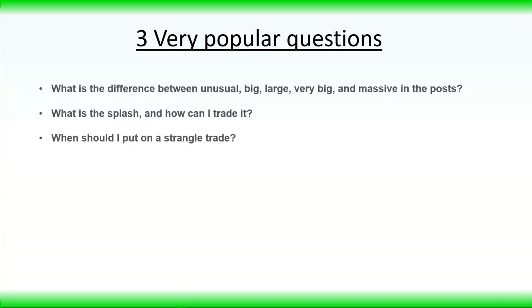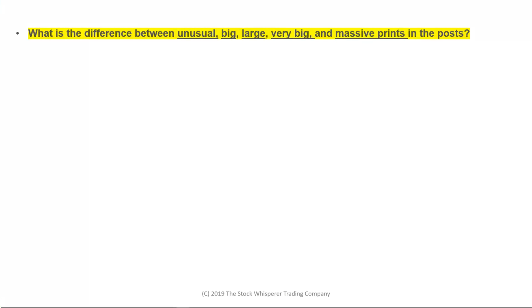So I have 3 very popular questions that I get asked. The first one is, what is the difference between unusual, big, large, very big, and massive in the posts? What's the splash? How can I trade it? And when should I put a strangle trade on? So we're going to cover those right off the bat. So the first one, what's the difference between unusual, big, large, very big, and massive?